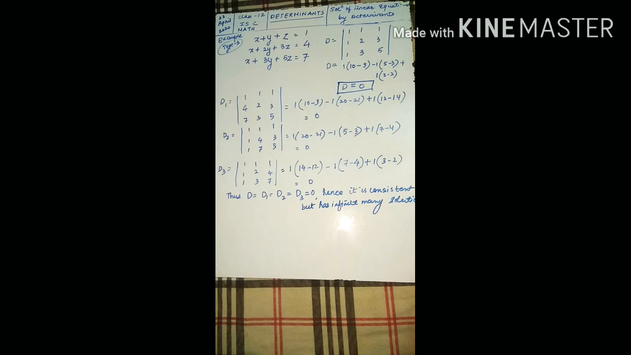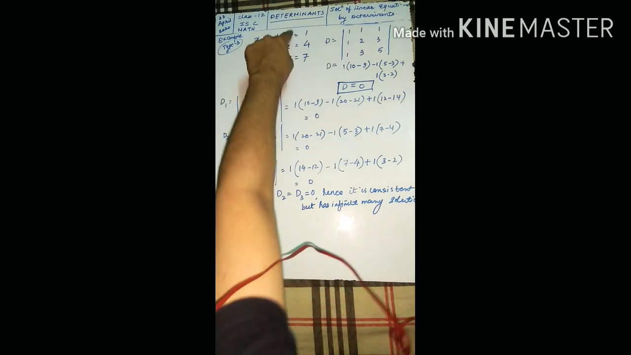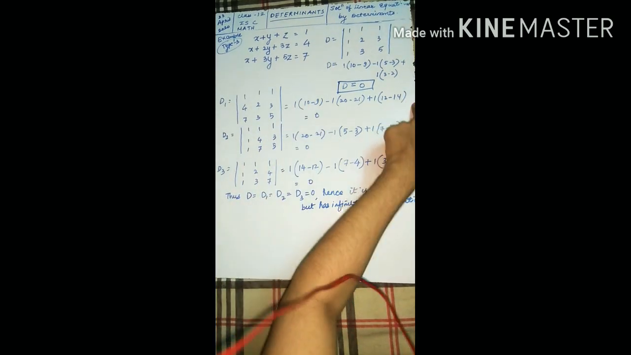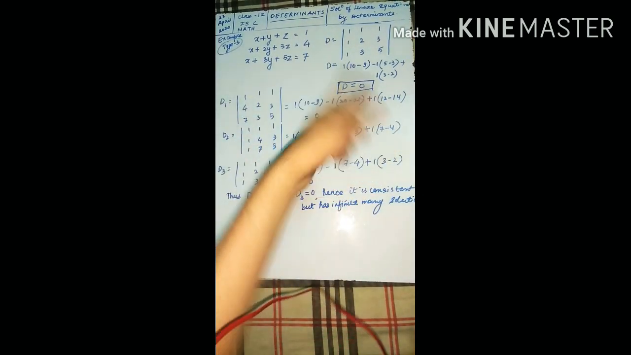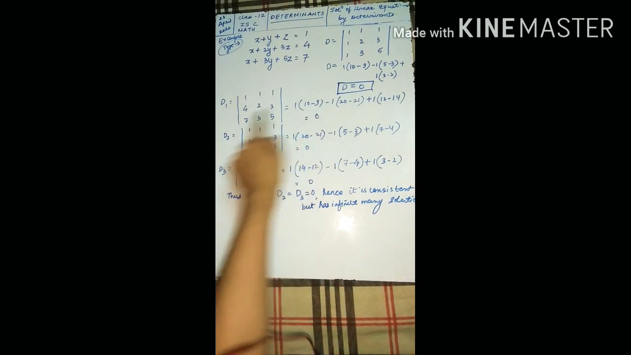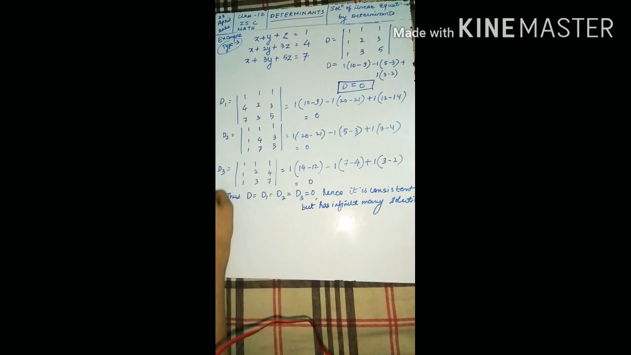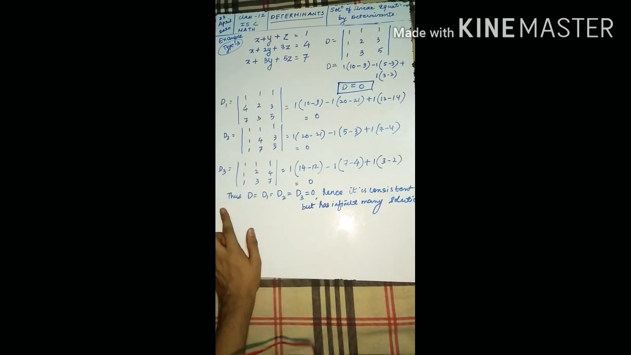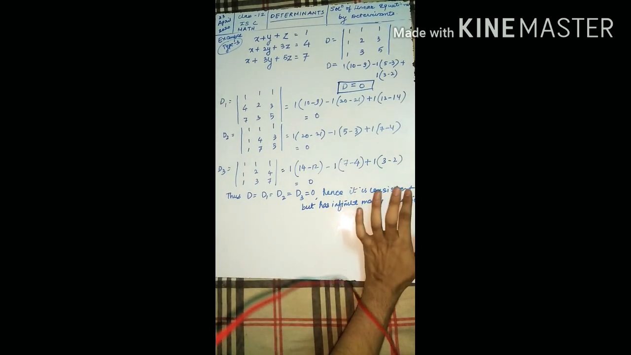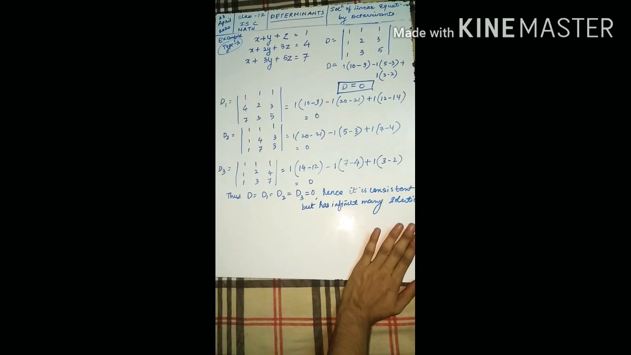So I have found the values of D1, D2, D3. For the D1 determinant, as I told you, in place of the x coefficient we are writing 1, 4, 7. I've written it here and calculated with the help of the determinant. Pause the video, you can check all the calculations. This is equal to 0. Now D2 comes, this is equal to 0, and D3 is also equal to 0. Thus D equals D1 equals D2 equals D3 equals 0. Hence it is consistent but has infinitely many solutions.